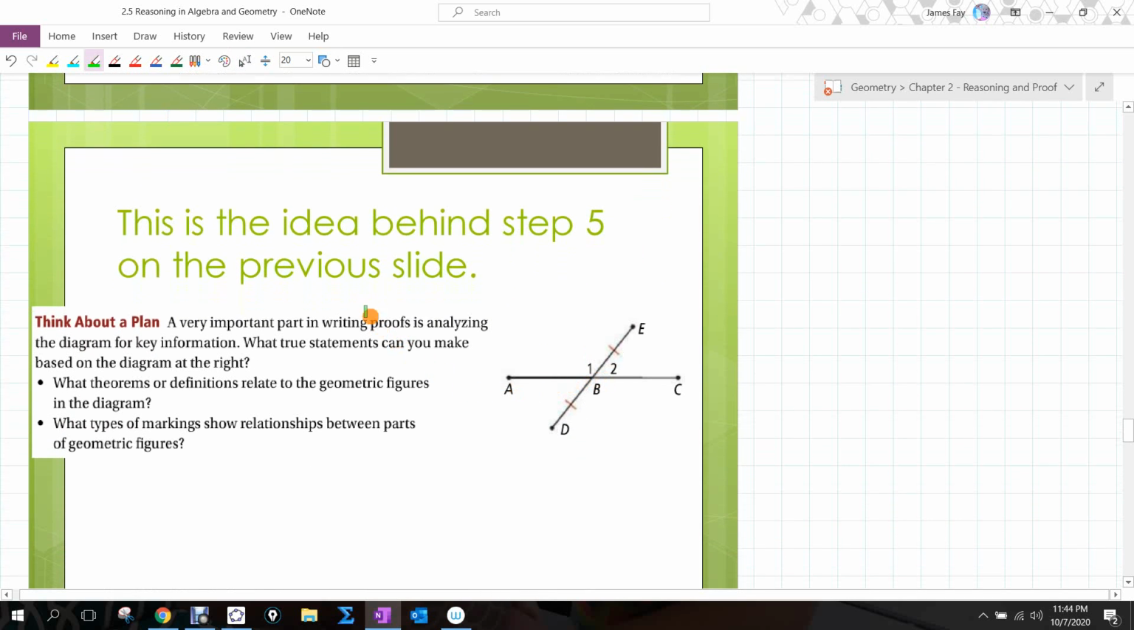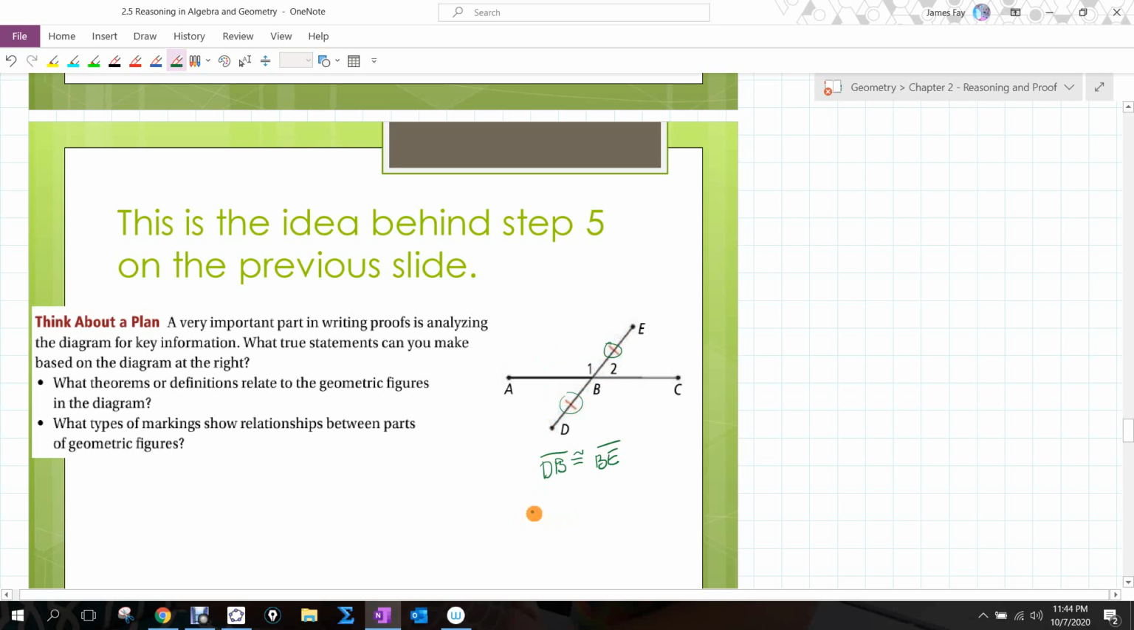Here, a very important part in writing proofs is analyzing the diagram for key information. This is what true statements can you make based on your diagram. There's usually going to be these statements that we come up with, but then there's going to be one missing piece that we can't figure out, and we're going to look at our picture and see if we can figure it out. From the picture right now, we should be able to identify that segment DB is congruent to segment BE through the markings, okay?